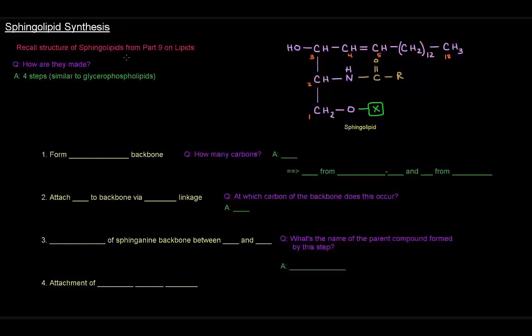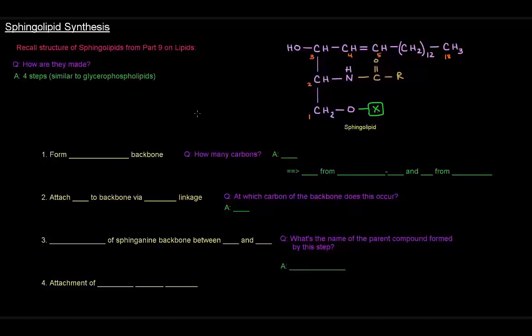So if you recall from part 9 on lipids, we talked about sphingolipids and their structure. Sphingolipids have a sphingosine backbone, which is highlighted here in purple, and they have an acyl group attached at carbon number 2 of the backbone via an amide linkage. And then the polar head group is basically this X here, and this X could be a phosphoalcohol, or it could be a sugar of some sort, or sugars.